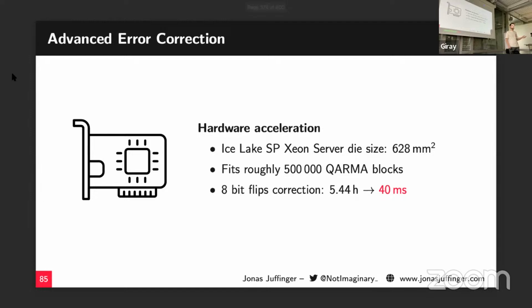And this would reduce the correction time for 8-bit flips from the 5.4 hours you get with a single block to 40 milliseconds. And 40 milliseconds is quite reasonable. Like your computer hangs for a short time, you corrected 8-bit flips. But of course, we don't want to have a huge die only for correction in every laptop. That would be a huge waste.